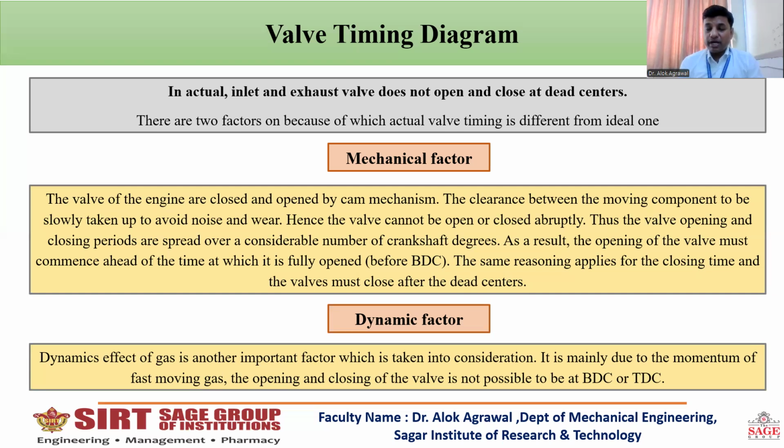So to get the maximum benefit of the charge that is coming inside, and of the exhaust gas that needs to go out of the combustion chamber, we need to take this dynamic factor into account, and we need to delay the closing of the inlet valve or the exhaust valve so that the maximum amount of charge can be taken inside the combustion chamber and the maximum amount of exhaust gas can be taken out. So these are the two factors because of which we cannot open and close our valve at dead center.